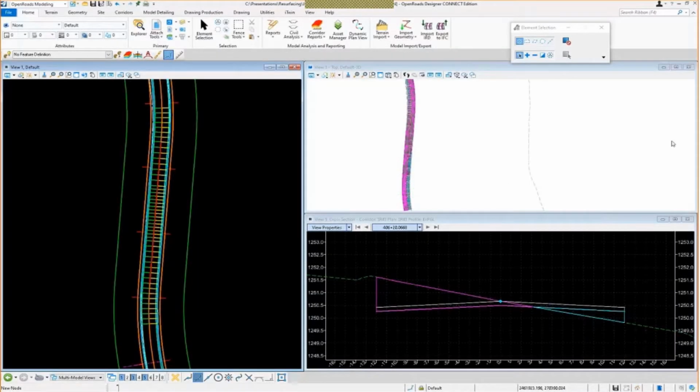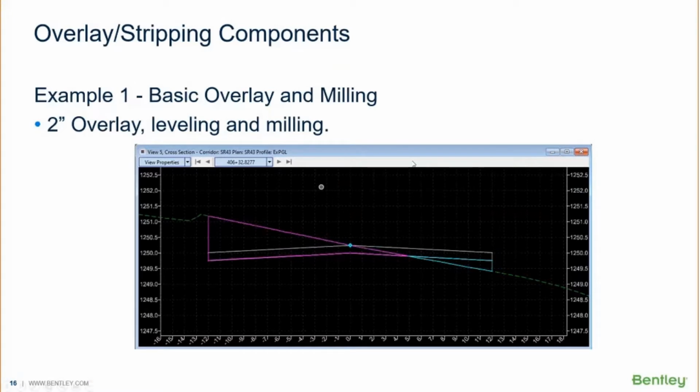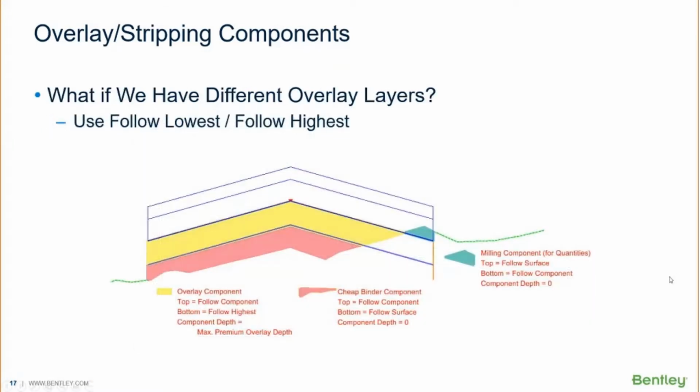Back to the presentation. Okay, so we took a look at that. Pretty straightforward, not too difficult to build something like that. But what if we have different overlay layers? If we have a situation where we need to build a couple different leveling layers as well as the milling.